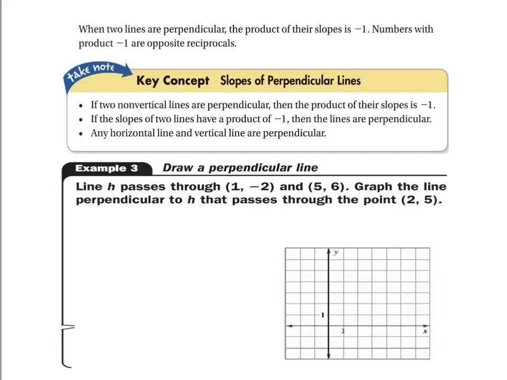This is section 3.8, part 2. And in part 1, we talked about parallel lines and how to find parallel slopes and all those types of things. And now in part 2, we're going to talk about perpendicular lines and perpendicular slopes. So when two lines are perpendicular, the product of their slopes is -1. So numbers with the product of -1 are opposite reciprocals.